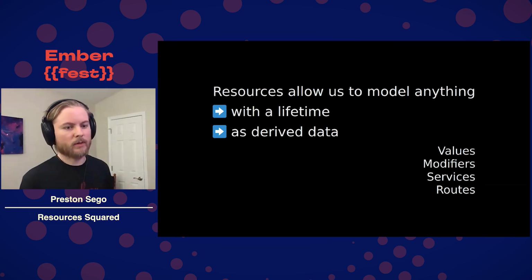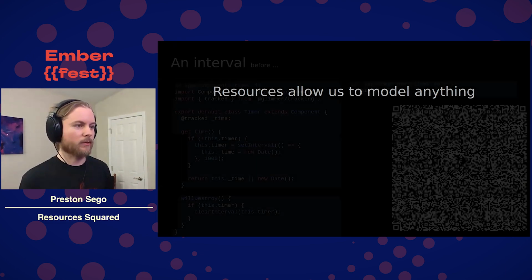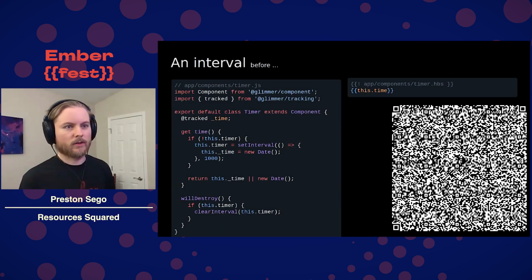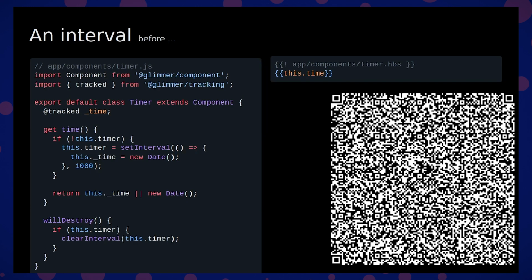So let's start with some examples of resources as values. Before diving into this example, there's a gnarly QR code here. It redirects you to a REPL or playground where you can mess with this example.